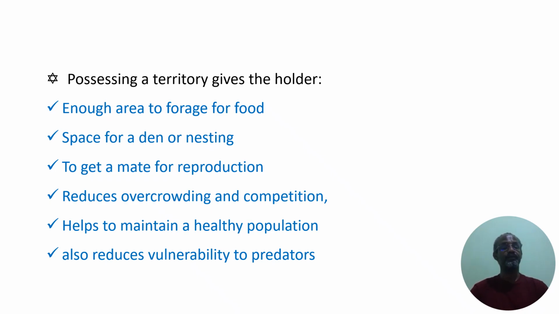If a territory contains too much population, that's not good. If they are grazers, they may overgraze, and the balance of the ecosystem is missed. The other is it also reduces competition. Competition helps to maintain a healthy population. Yes, having a territory helps to maintain a healthy population. Limit the number of population for the ecosystem not to be damaged, and also reduces vulnerability to predators. Having a fixed territory reduces being vulnerable or exposed to predators feeding on them.